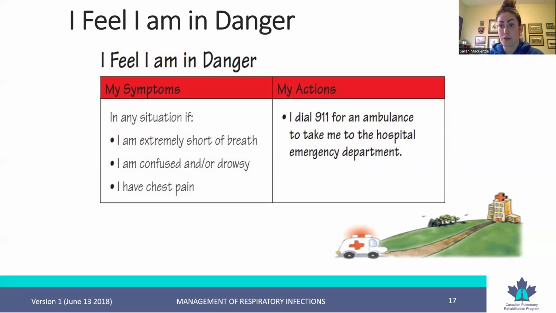Your support person, or you, if you're able, is shaking that puffer. You're taking 4 to 5 breaths in and out of the spacer because it's unlikely you're going to be able to hold your breath at this time. And then they're continuously giving that to you.